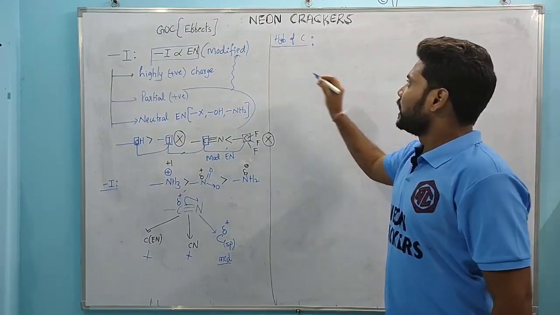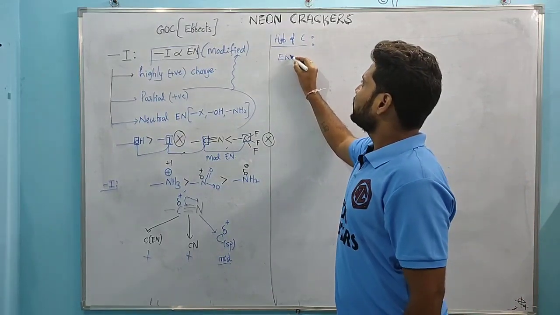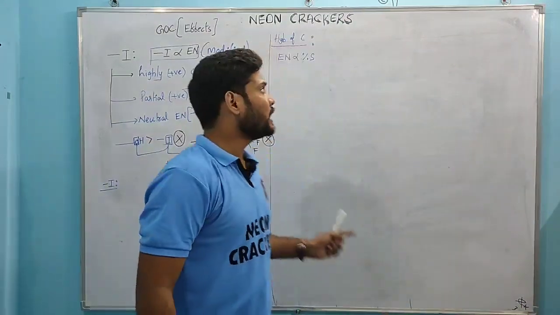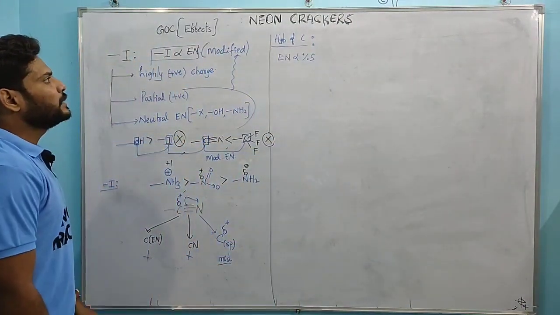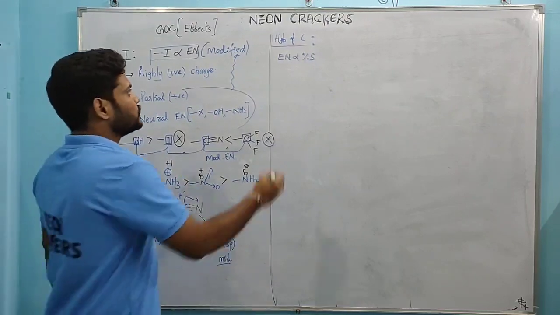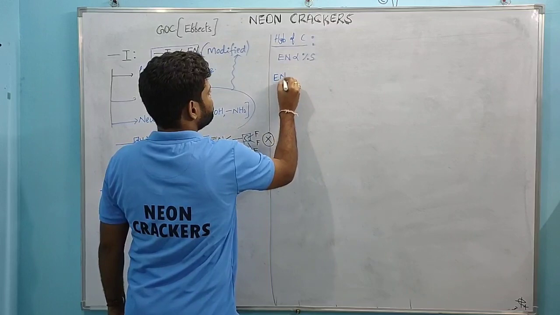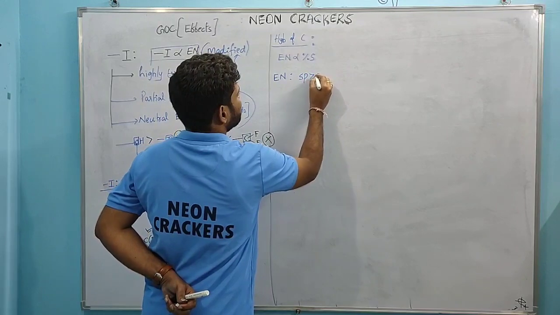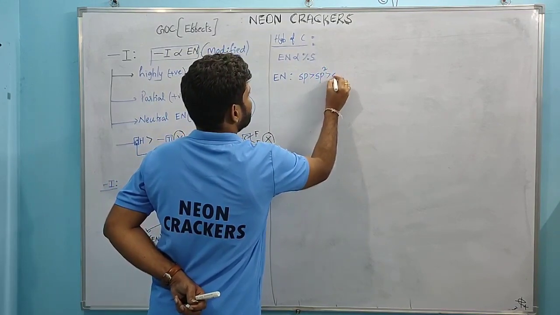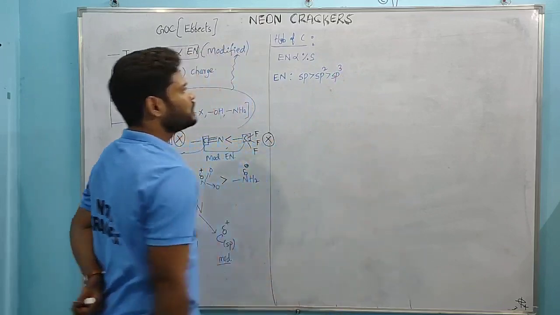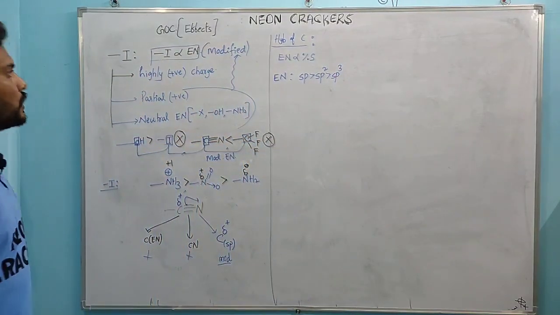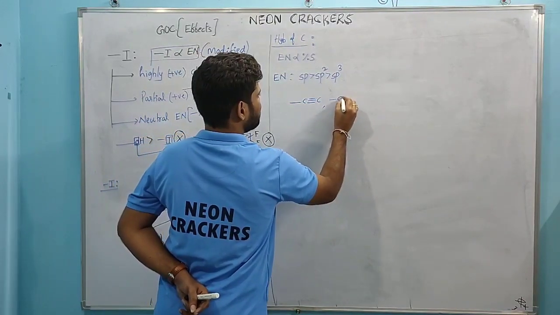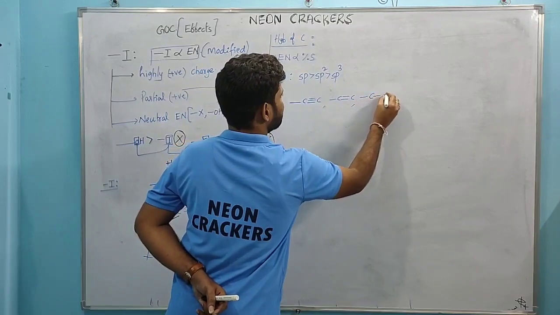Of course, one thing we know: among hybrid orbitals, electronegativity is directly proportional to S character. Am I right? So the electronegativity order is sp greater than sp2, and sp2 greater than sp3. Now one example here: C triple bond C, next C double bond C, next C single bond C.